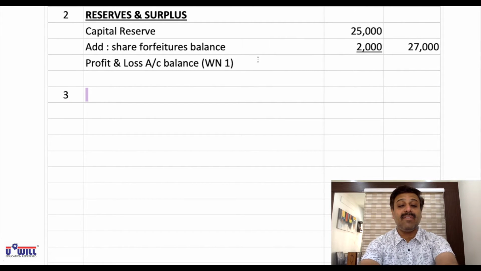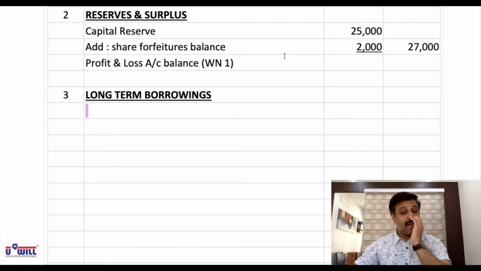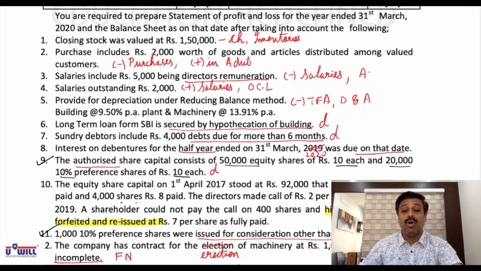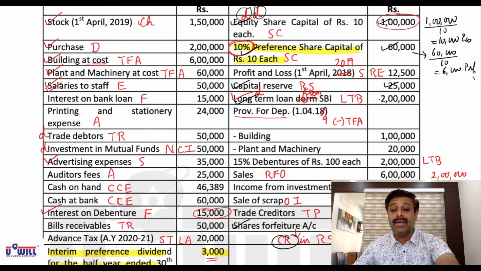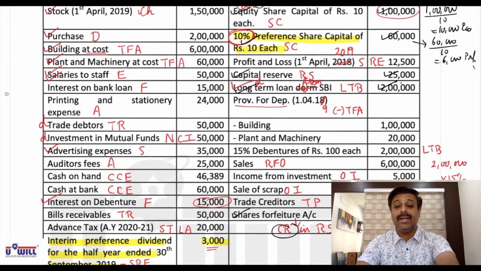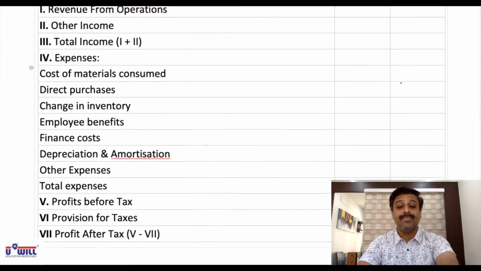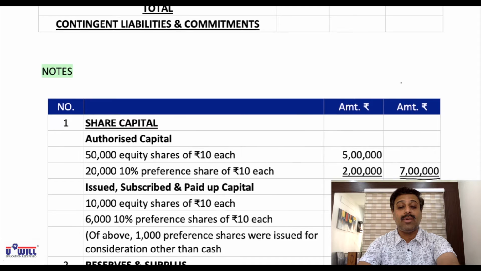Now the third item after reserves and surplus is long-term borrowings. All of you look at the LTB marked items, long-term borrowings. In that we have a long-term loan from SBI of 2 lakhs, and a disclosure is also there. D is marked. 2 lakhs, long-term loan from SBI, 2 lakhs.